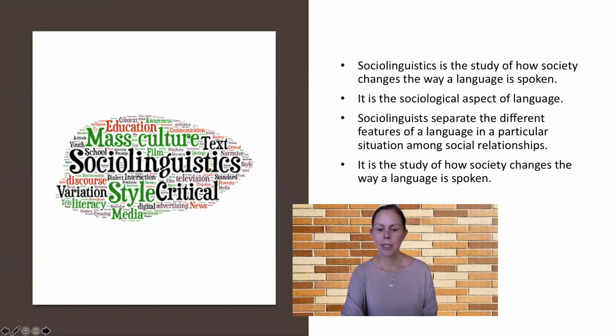Social linguistics is the study of how society changes the way a language is spoken. It is the sociological aspect of a language. Sociologists separate the different features of a language in a particular situation among social relationships. It is the study on how society changes the way a language is spoken.